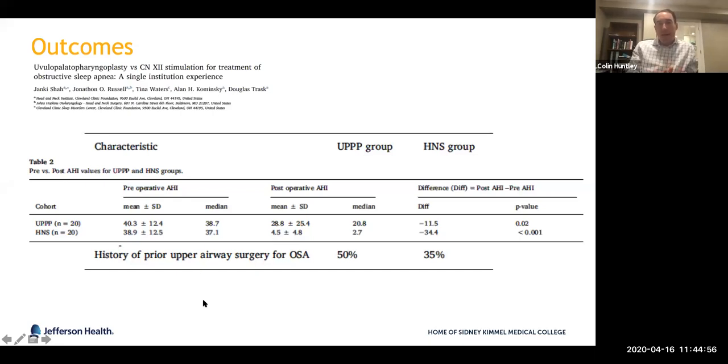This is a bit of an apples to oranges comparison, and I'll show one of our papers, which is similar, as the UPPP is a surgery designed to limit obstruction at the lateral walls of the oropharynx and also at the level of the palate, whereas with upper airway stimulation, you're triggering tongue-based obstruction and then hopefully moving that palate out of the way as well with the anchorage through the genioglossus muscle.